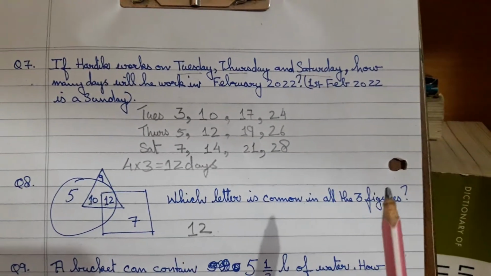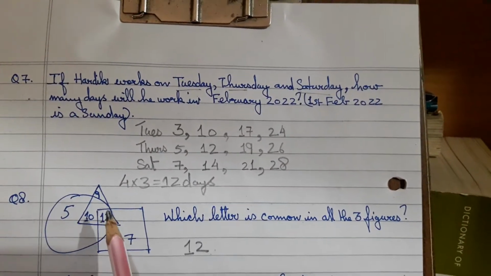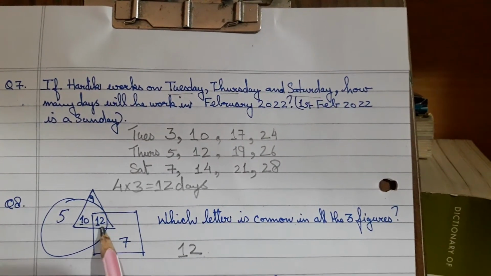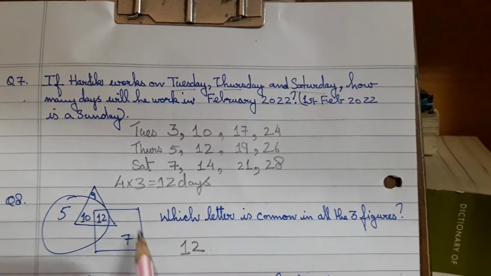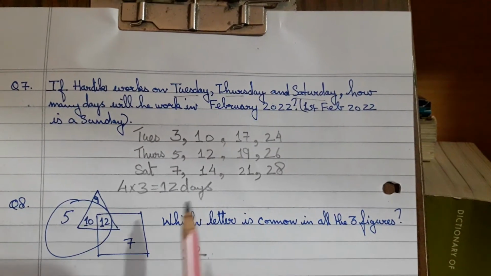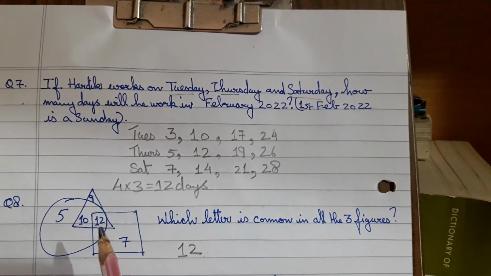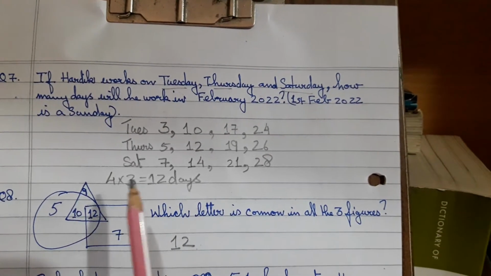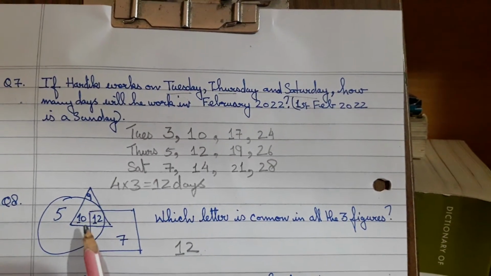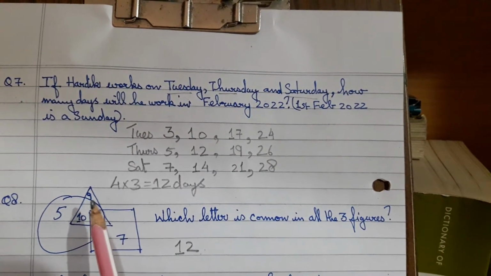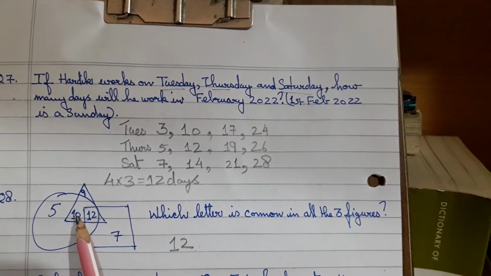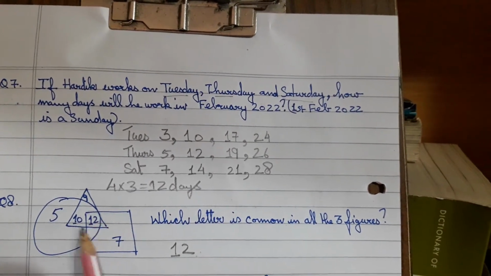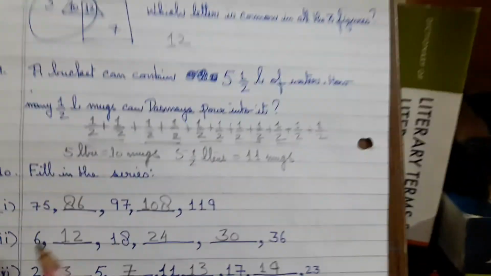Which number is common in all the 3 figures? Look at the diagrams. So something which is there in the triangle, in the circle, and in the square, it's 12 only, right? Rest of them might touch 2 figures or only 1 figure. In fact, 7 touches only 1 figure, 5 touches only 1 figure, 9 touches only 1 figure. 10 is intersecting between the circle and the triangle, but not the rectangle or the square. So 12 is the only one which is there in all 3.